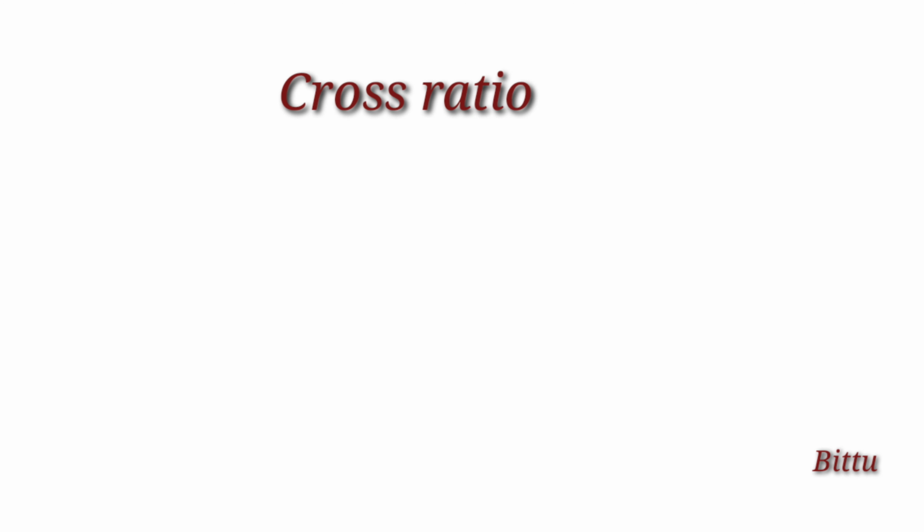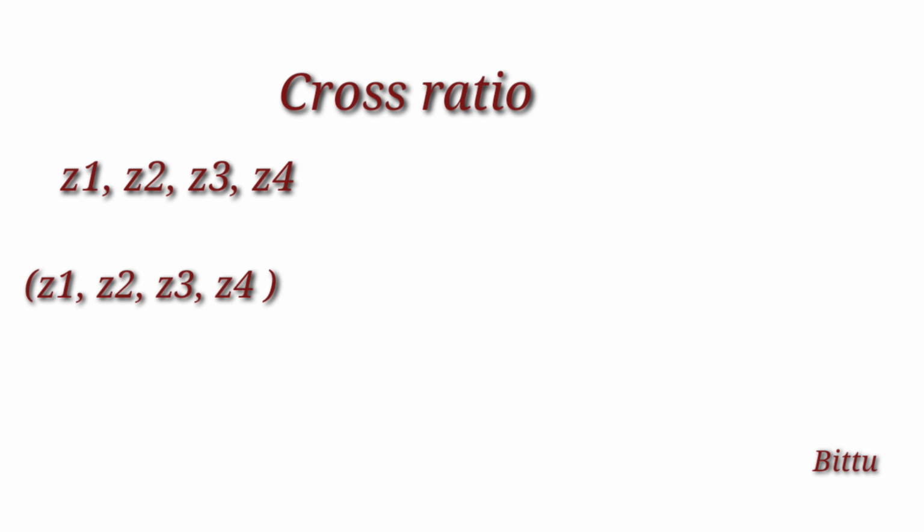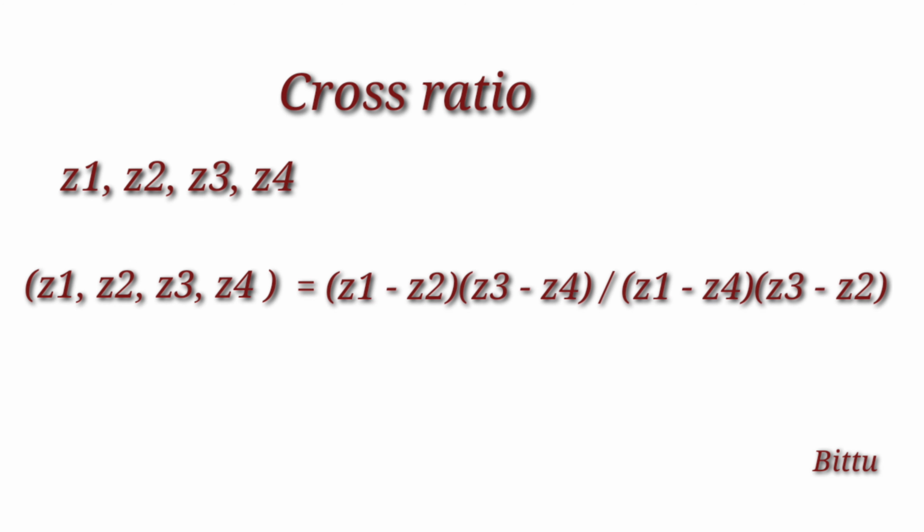Next, let me introduce cross ratio. Cross ratio is defined for 4 points. So consider 4 points, z1, z2, z3 and z4. And it is denoted by, and is defined as (z1 minus z2) into (z3 minus z4) by (z1 minus z4) into (z3 minus z2).